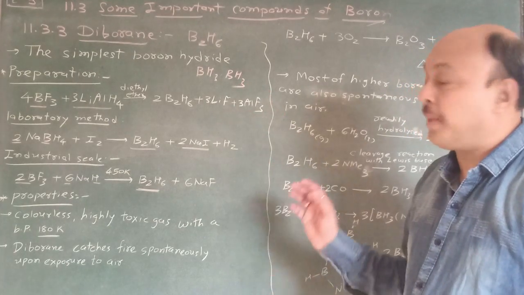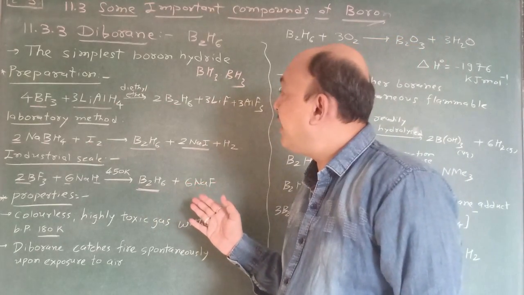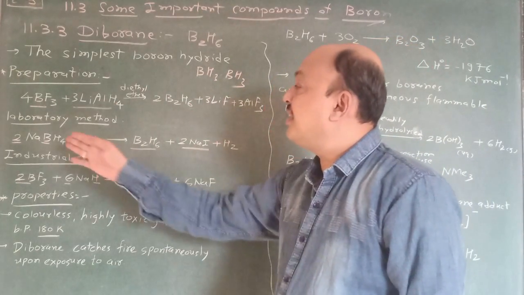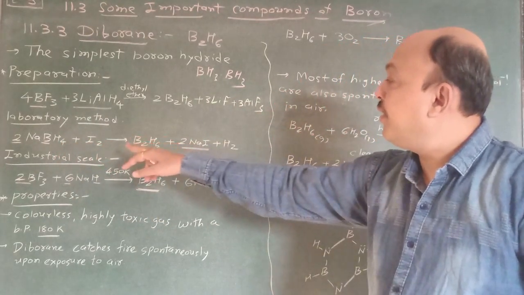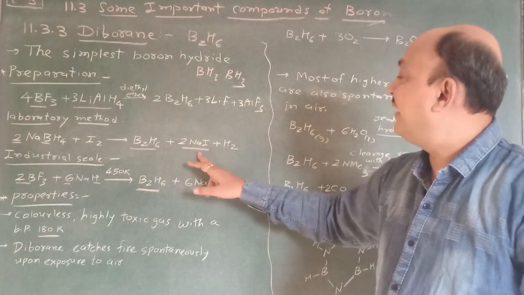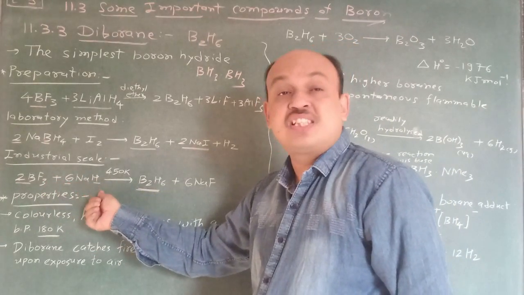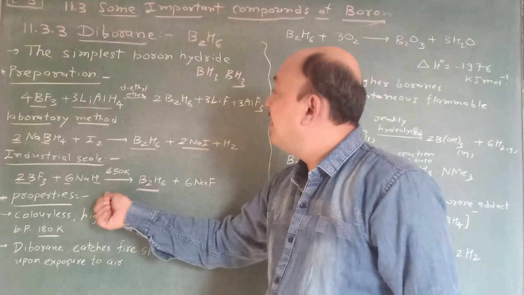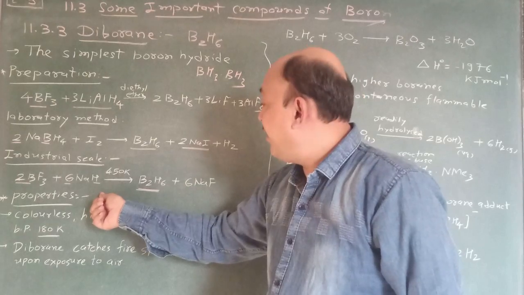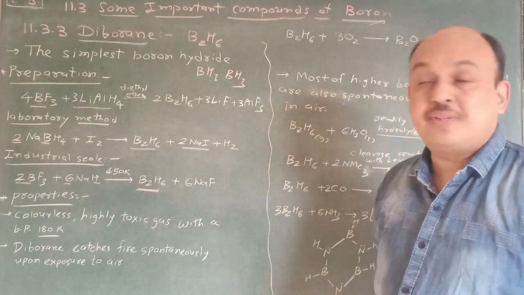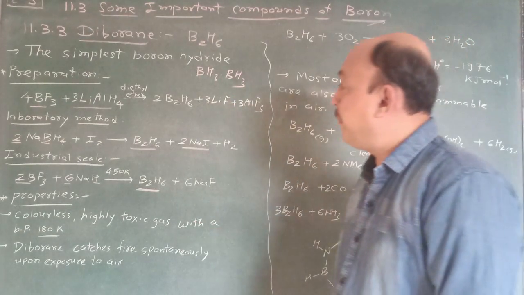So it is a very important preparation. First of all, boron trifluoride treated with lithium aluminium hydride in presence of diethyl ether. Another, sodium borohydride reacts with I2. This is an oxidation reaction, and we get B2H6 and 2NaI plus H2. Another, industrial scale: boron trifluoride reacts with 6 moles of sodium hydride at 450 Kelvin temperature and gives B2H6, and 6 moles of NaF is obtained. So this is all about preparation.